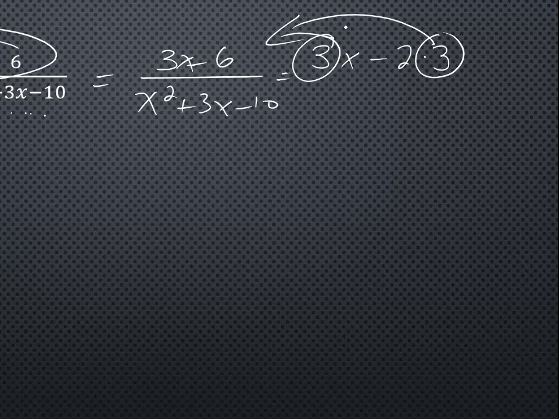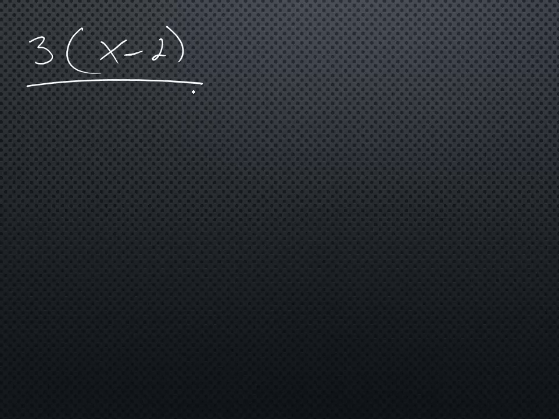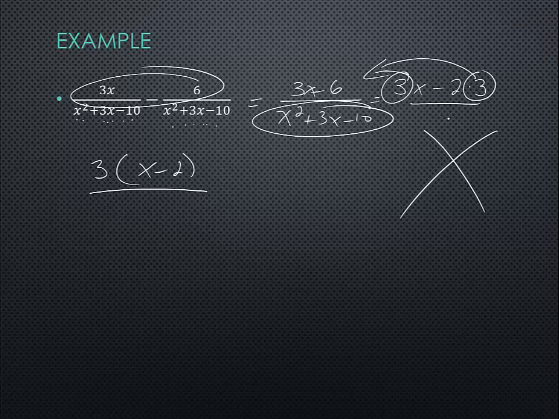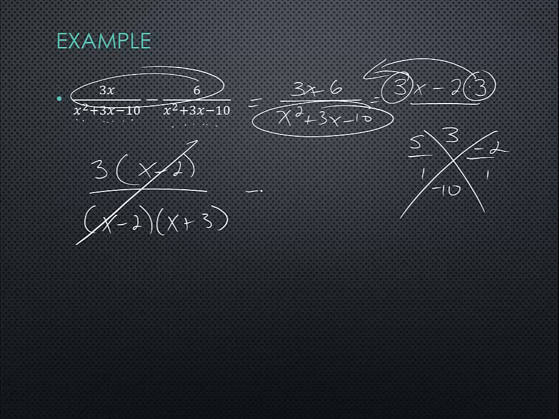You can pull out a 3. So that would give you 3. What's left? x minus 2 times x minus 2, divided by, let's factor our denominator. So factoring that, 3 goes on top, negative 10 on bottom, divide by 1. Factors of negative 10 that add to 3 are going to be positive 5 and negative 2. So we'll have x minus 2, x plus 3. What cancels? x minus 2 cancels. So then your answer would just be 3 over x plus 3.